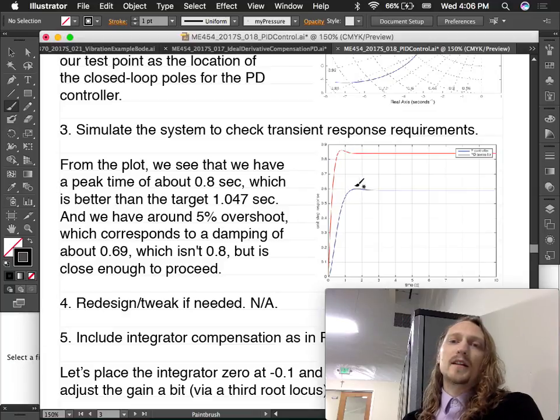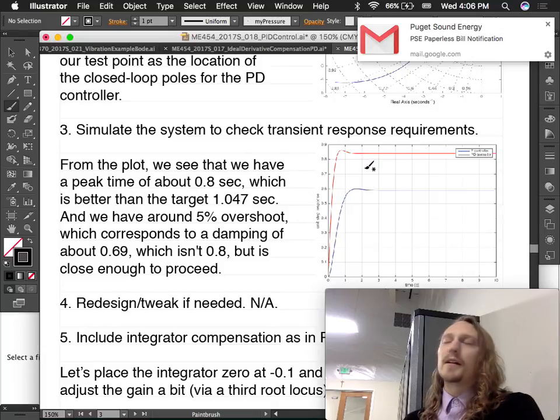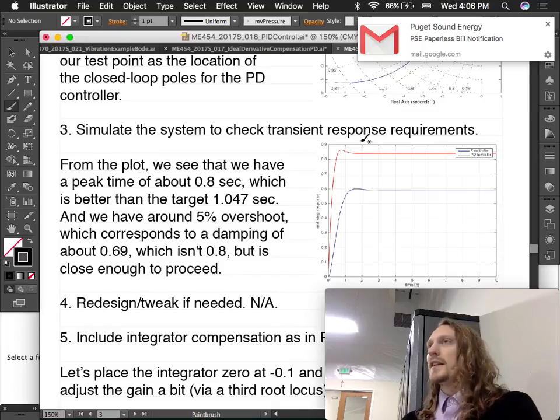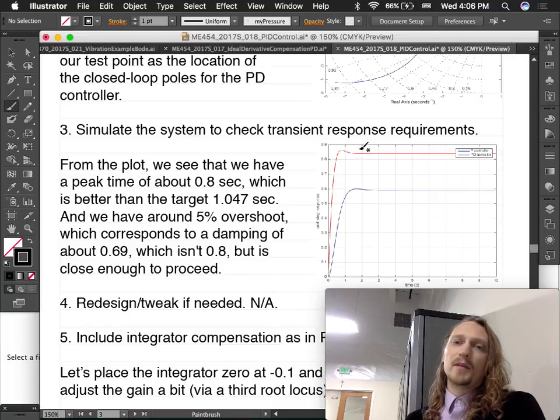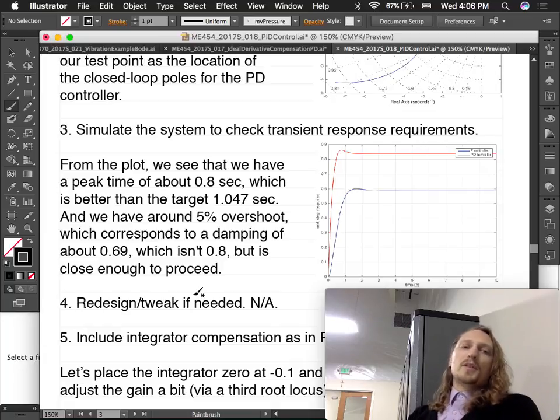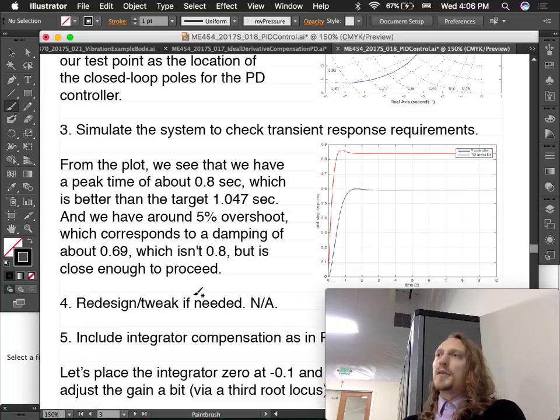And our steady state response got better. Our steady state error got better, which once again is accidental. We didn't intend for that to happen, but it did happen. But it's still not great. I mean, this should actually be at 1, and it is at 0.85-ish. So we have a peak time of about 0.8, which is better than the target. And we have around 5% overshoot, which corresponds to a damping of about 0.69, which is not 0.8, but is close enough to proceed. So we could, at this point, try to adjust.